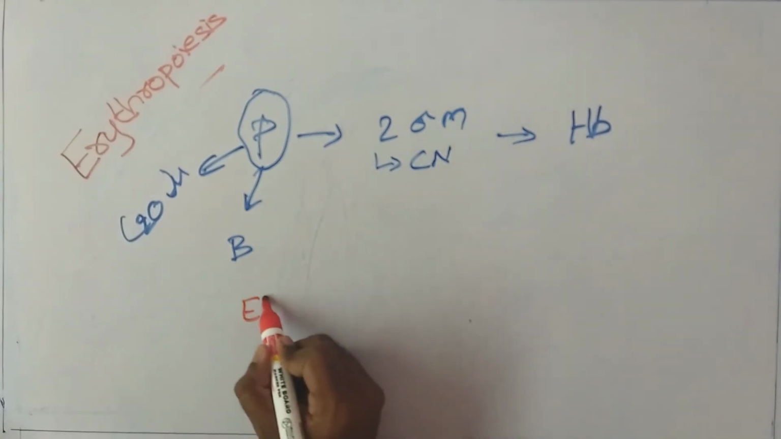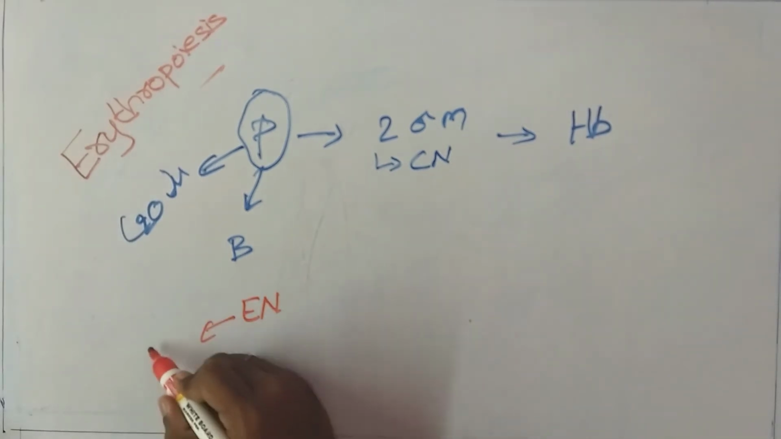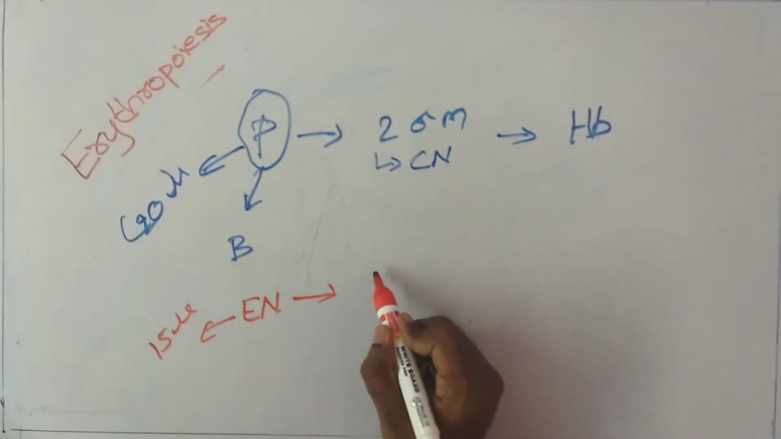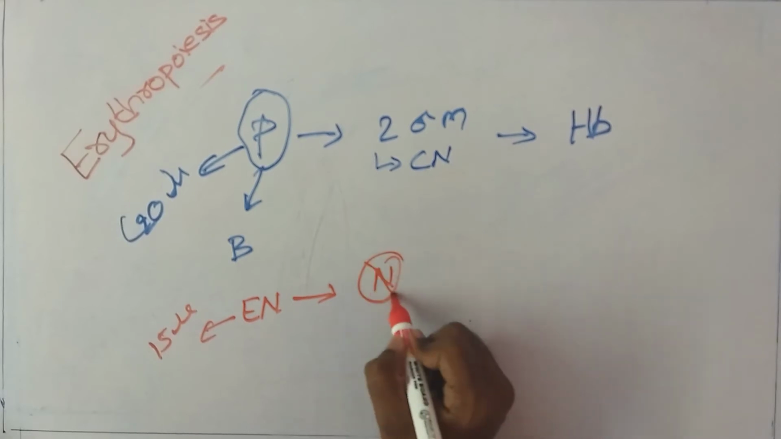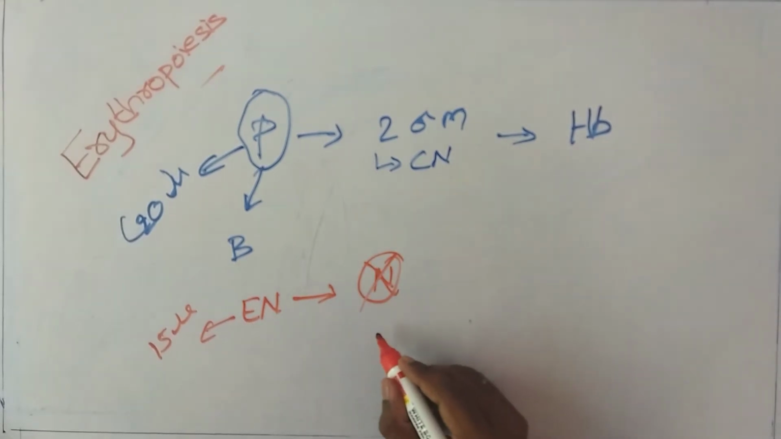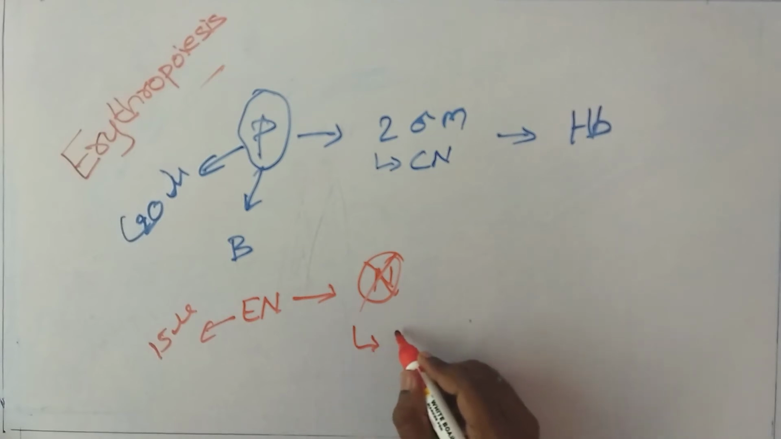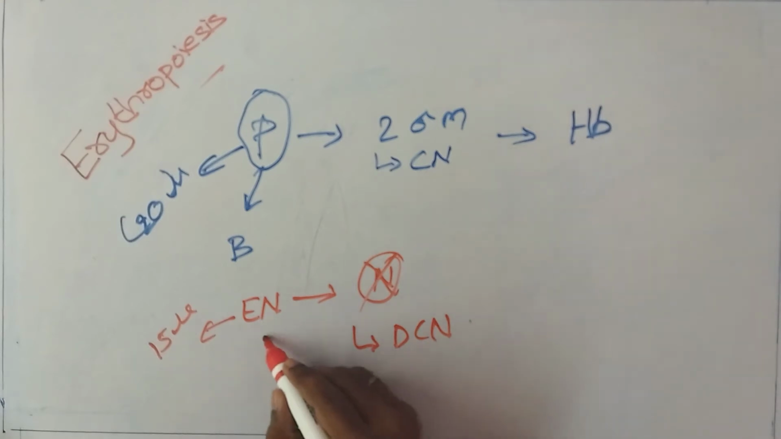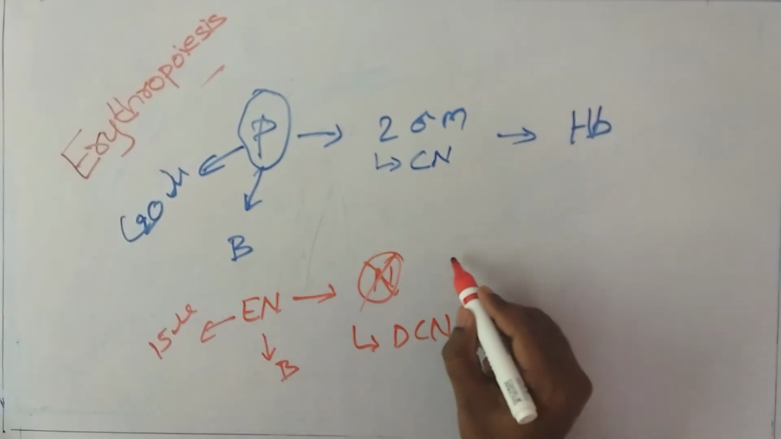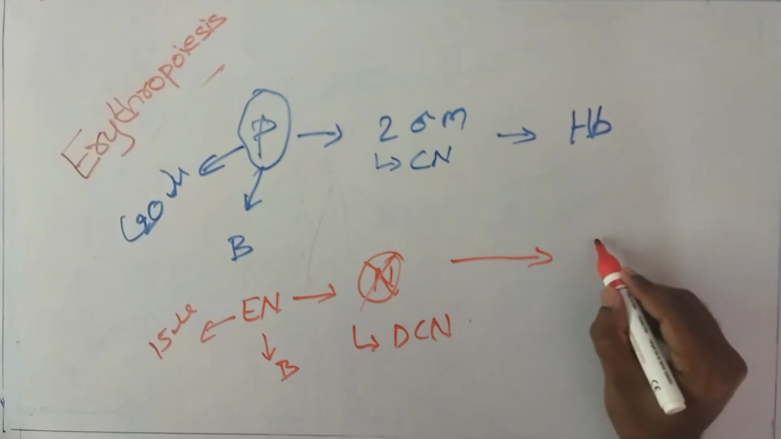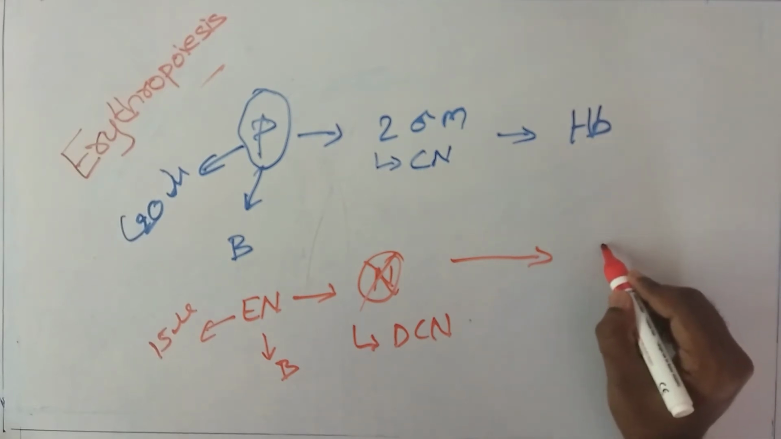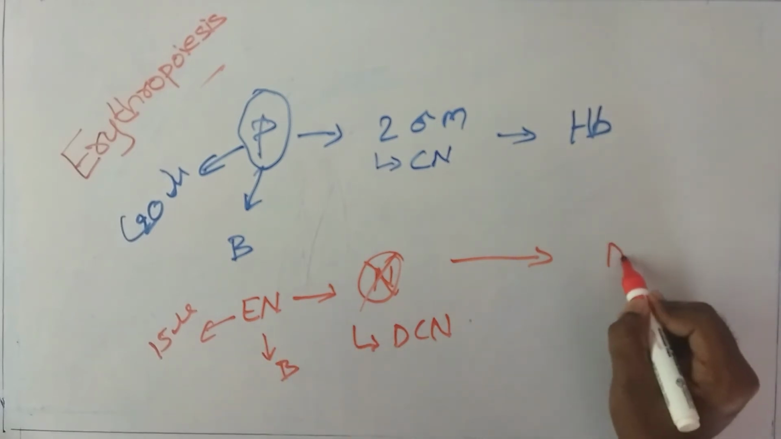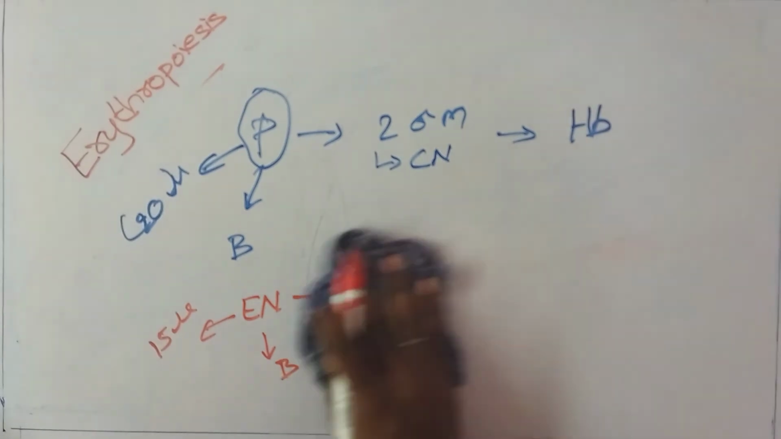The next stage is the early normoblastic stage. Its size is 15 micrometers, and in this stage the nucleus is absent, but the chromatin is condensed. That means a dense chromatin network forms, and its staining property is basophilic. The important event in this stage is the disappearance of the nucleus. This is the second stage.